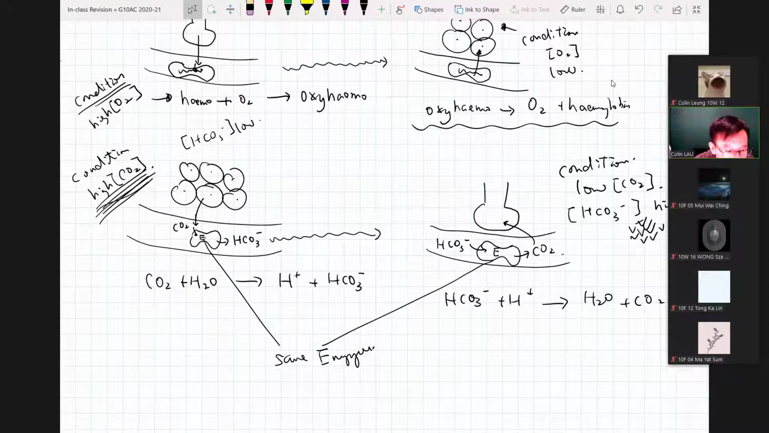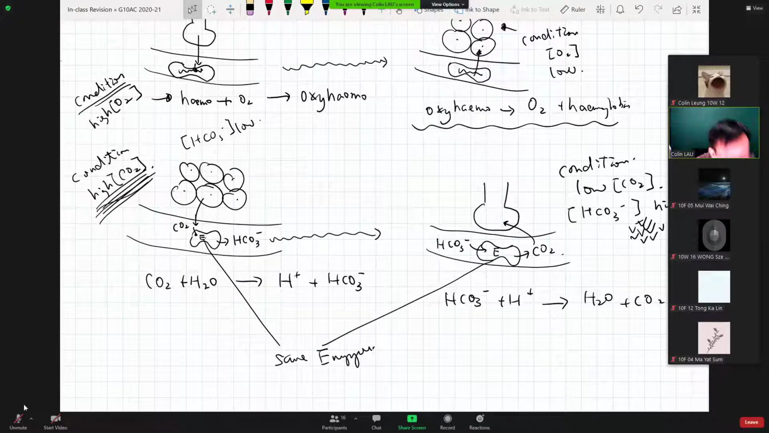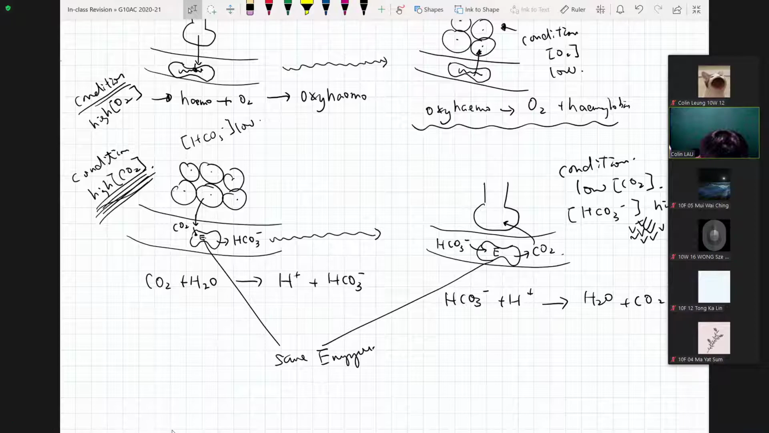So we are running out of time. After the transport of gases, we still have a few things. We have ventilation. That means the way that we breathe in and the mechanisms that we breathe out. We also need to be able to, when you look at the graph, know which sections of the graph refer to breathing in, and which sections refer to breathing out.